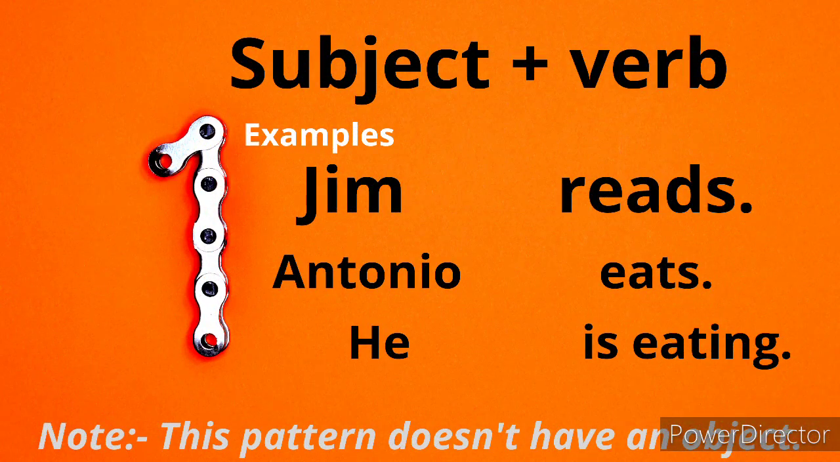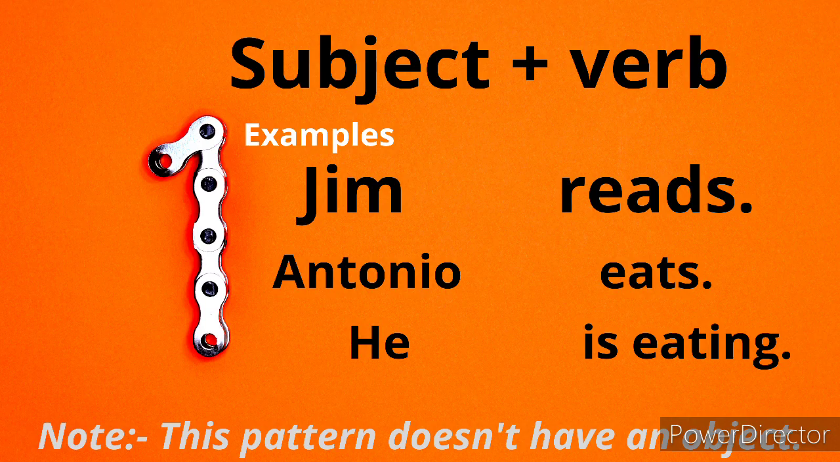Number 1, subject plus verb. In this pattern, the sentence does not have an object. It has only subject and verb. Let's have a look at the examples. Jim reads, Antonio eats, he is eating.